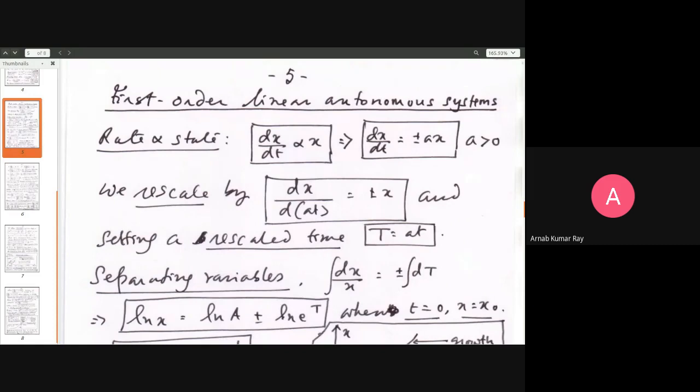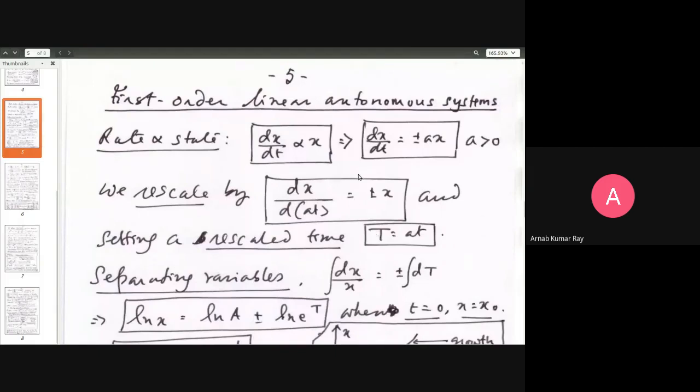So, let us see. In the last class, we talked about Euler's method, the formal theory of Euler's method, and then we began some analytical discussion on first order autonomous systems, particularly with respect to linear autonomous systems. What do I mean by linear?